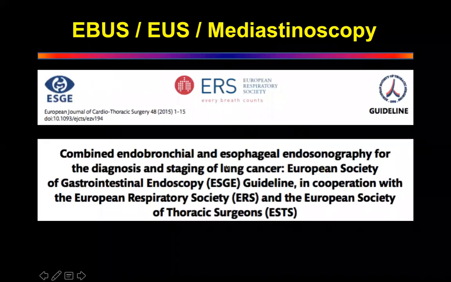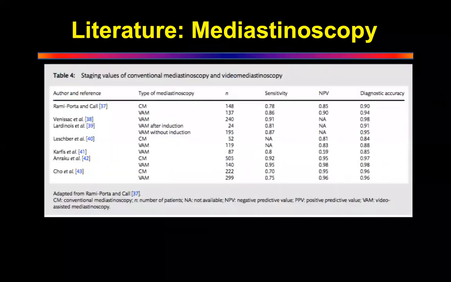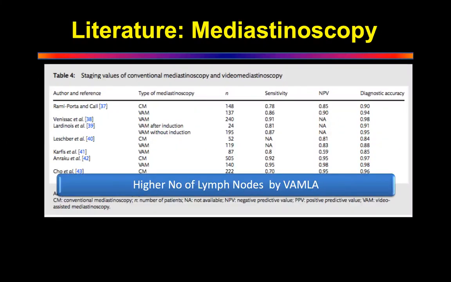And there are two papers. One is the ESTS guidelines, and then this is the ERS, ESTS, and ESGE, which is the European Society for Gastrointestinal Endoscopy. So this is the most important guidelines, okay? So these three have got together and given the guidelines. And now I will take you through all of them. Okay, so this is talking about mediastinoscopy first. So let's talk about what is the value of mediastinoscopy.